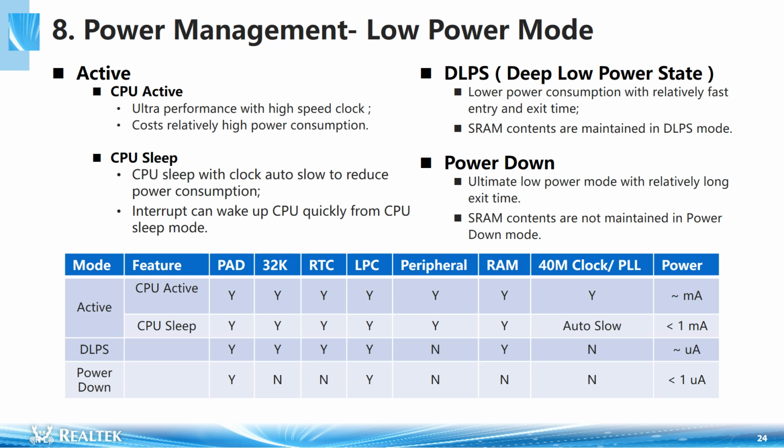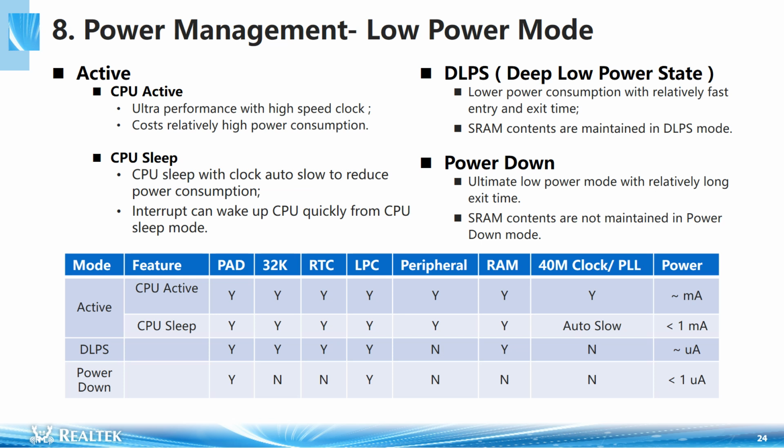Active mode. This mode provides ultra performance with a high-speed clock and relatively high power consumption. It includes two submodes. CPU active: the CPU operates at a high speed, ensuring maximum performance. CPU sleep: the CPU enters a sleep state with the clock automatically slowing down to reduce power consumption. This mode supports quick wake-up through interrupts.